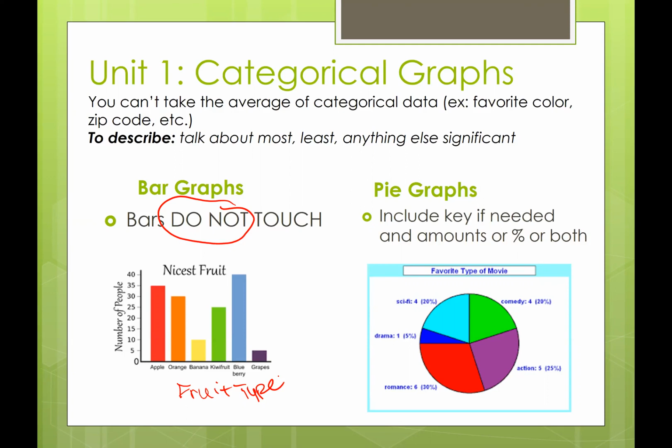Then we have a pie graph. Make sure you put a title. Make sure you label each section and put either the amount or the percent. This graph put both. I like to put the percentage, but you probably won't make one on the AP test. But just in case, it looks like that. You can have a key if you need to, but we don't need a key if it's big enough. We can just label the sections themselves, which is easier.